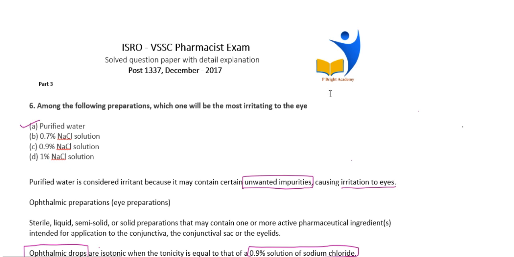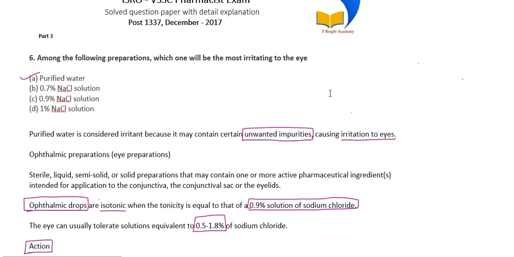So why is purified water the right option here as the most irritating to the eye? This is because purified water might contain different unwanted impurities, which might be the reason it is causing irritation to the eye. Whereas all the other preparations, the NaCl preparations in different concentrations, are actually used as ophthalmic preparations for use in eyes.